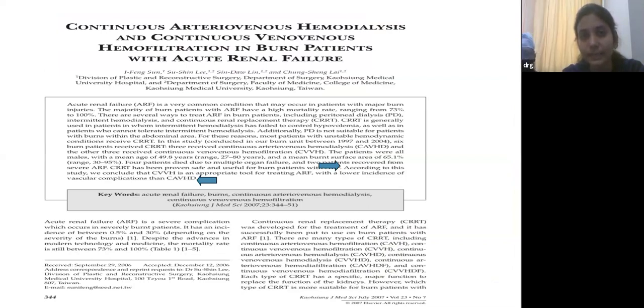Continuous arteriovenous hemodialysis and continuous venovenous hemofiltration in one patient with acute renal failure. This study showed that, according to this, we conclude that CVVH is an appropriate tool for treating acute renal failure with lower incidence of vascular complication than continuous arteriovenous hemodialysis.